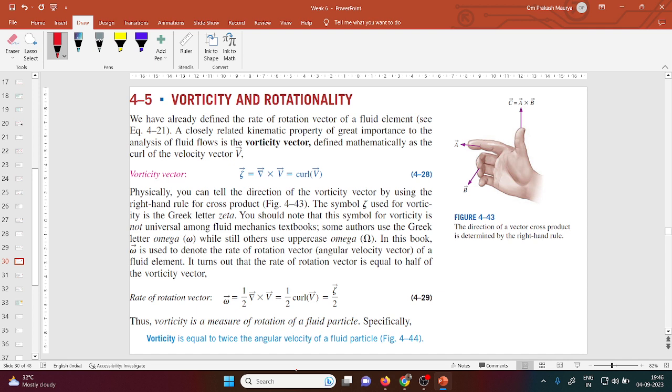Vorticity is like that. Vorticity is the curl of the velocity, and rotation is half the curl of the velocity. So from this, the curl of velocity is 2 omega. So your vorticity is equal to 2 times the rotation. This is the main point: vorticity is equal to 2 times the rotation.